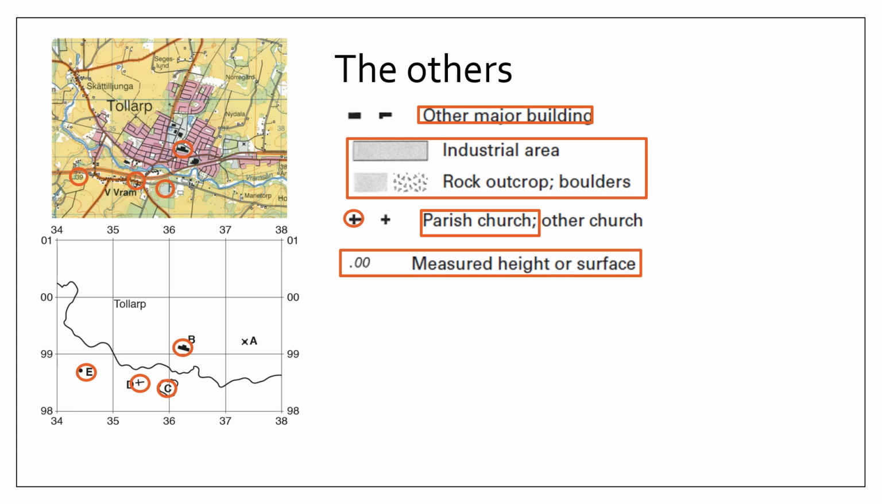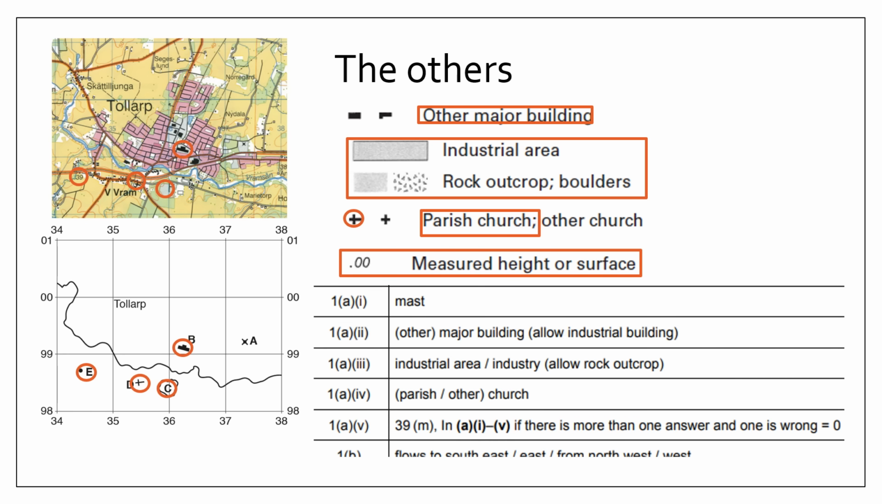It's 39 meters. So if I look at the mark scheme again, yeah, mast, got that. Other major building, I can allow industrial building. Okay, again, industrial area, or allow rock outcrop, because as I said, the colours look the same. I can put a church or a parish church, that is not a problem, and 39 meters. Now the reason why you need to choose the first one, if there's a list, for example here, parish church or other church, is that, as the mark scheme says, if there is more than one answer and one is wrong, equals 0. So you must put the one that appears, and only one answer, not write, for example, parish church, other church. So that's the first 5 marks out of 20.